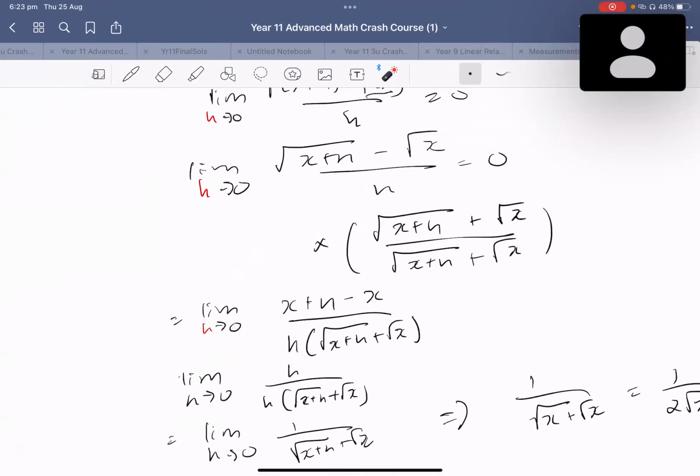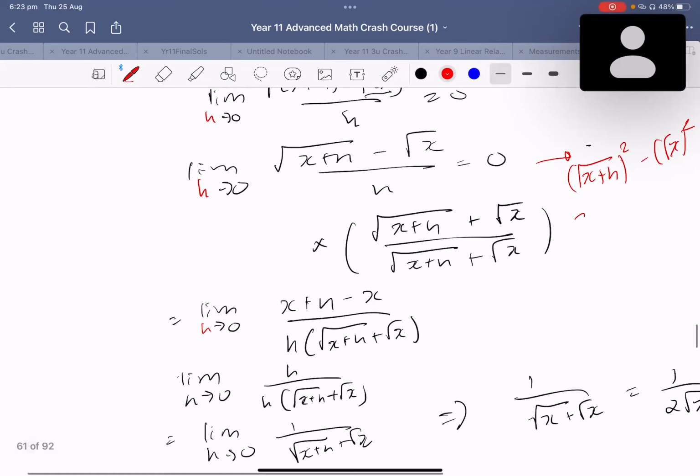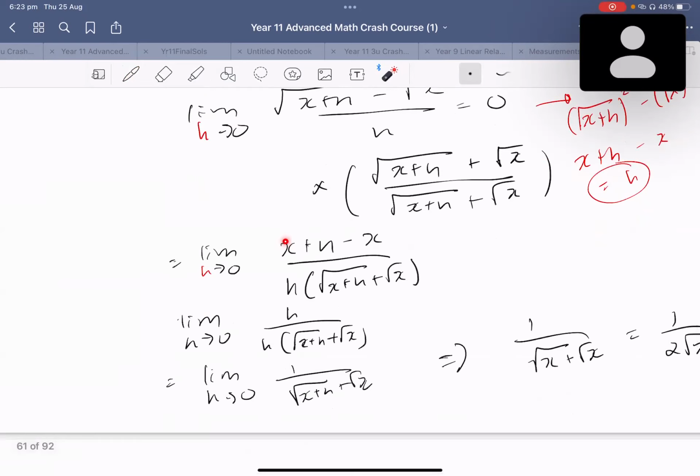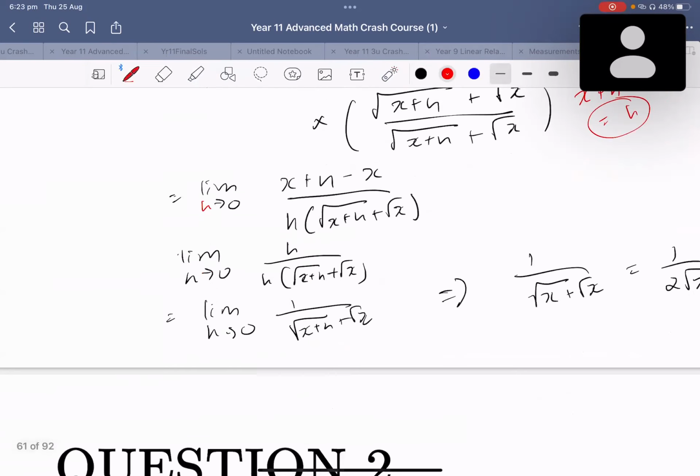This way, when you're multiplying this entity and this entity, it'll form something called the difference of two squares, which is square root of x plus h, whole squared, minus square root of x, whole squared, which is x plus h minus x, which then just simplifies to h. That's what we want to do. So in seeing that happen, we have this expression. Now from here, we can cancel out the h's on the top and bottom because they're common factors, where the bottom h is multiplied by a bracket.